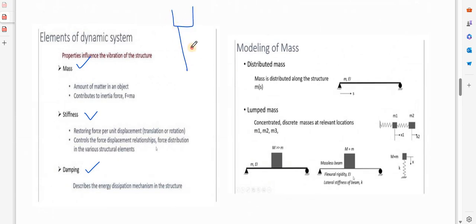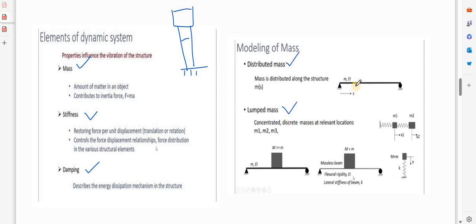It is an overhead water tank, supported by columns. If I am going to model the system, first of all, there is mass. The mass is due to the water and the concrete. This mass I can model in two ways. One is distributed mass, another is lumped mass.